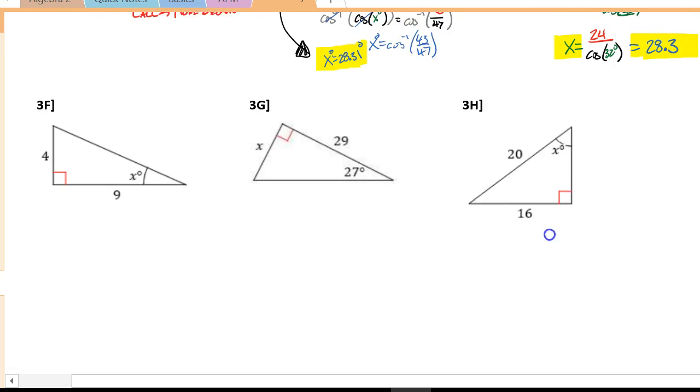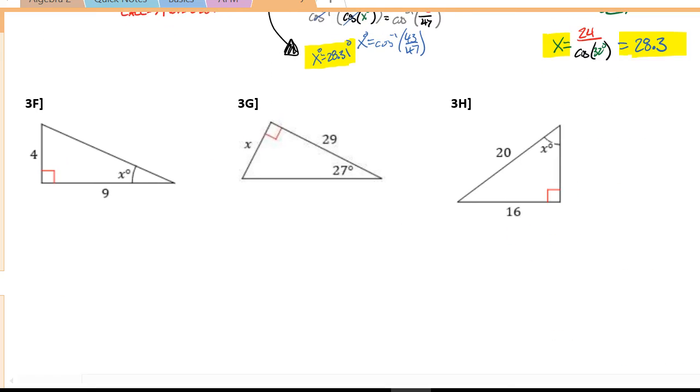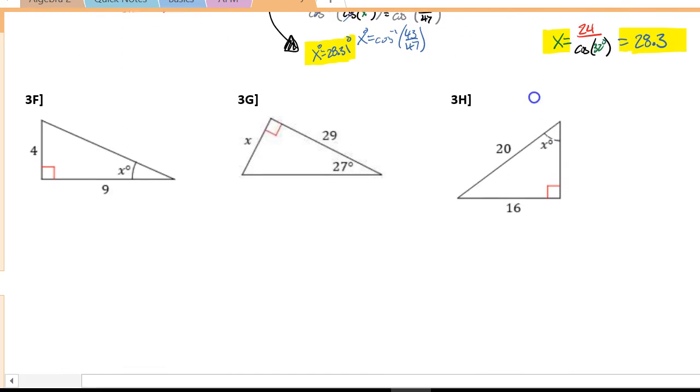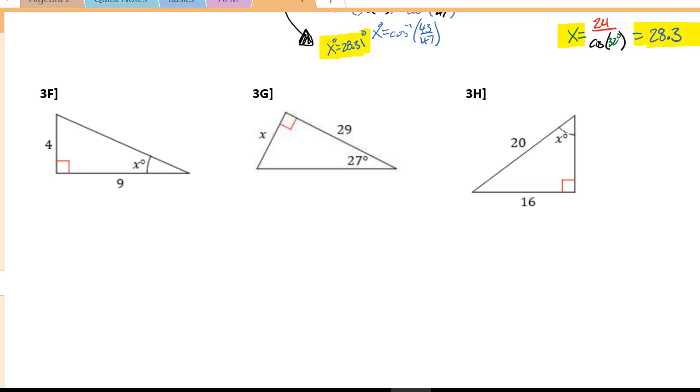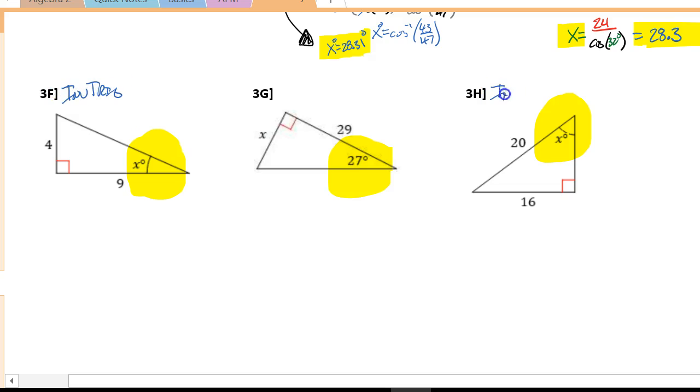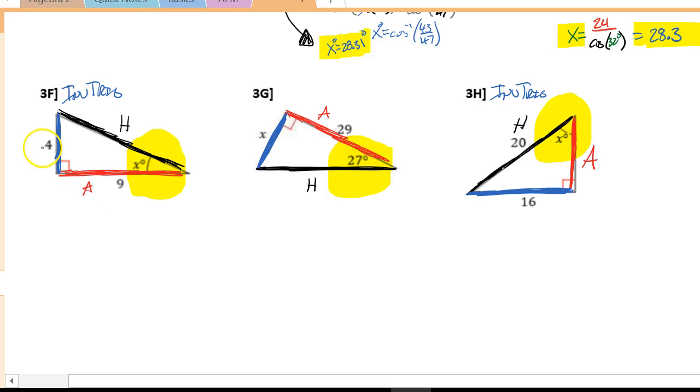Very quickly, for the last three examples, I'm going to go through these rather fast due to the fact that this video is running a little bit longer. So 3F, 3G, and 3H, I'm going to label all my sides right now based on my angle x, angle given 27, and angle given x. From a purely problem-solving standpoint, I'm going to be using 3F and 3H due to the fact that I'm looking for an angle measure. 3G, I'll have to set up the proportion and solve. So, labeling my side length, hypotenuse, adjacent, and opposite.